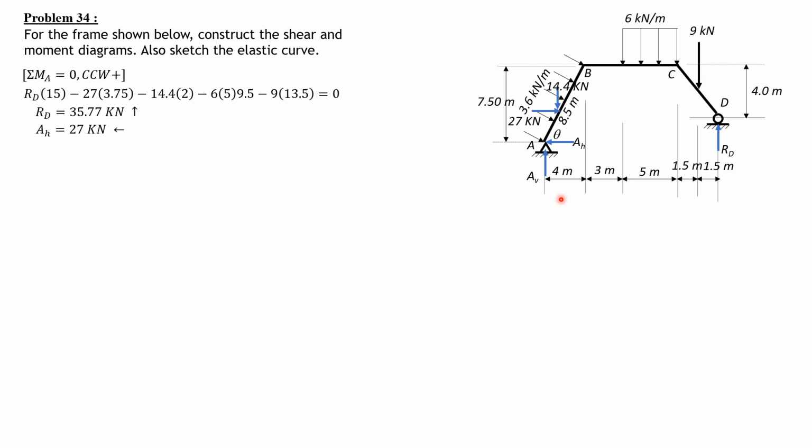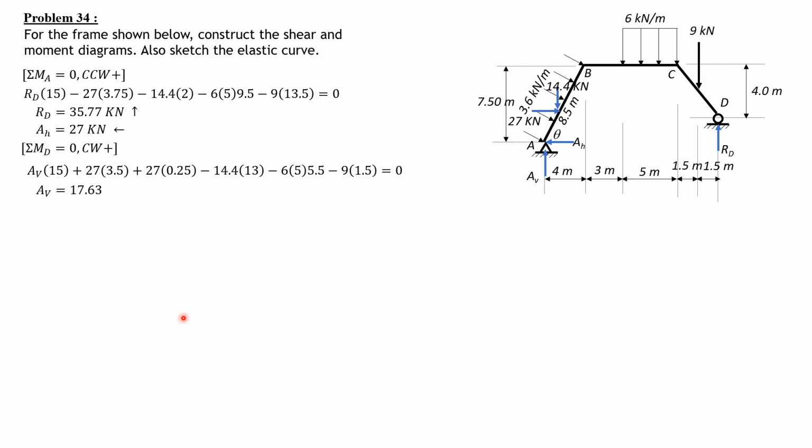Then let's have summation of moment about D equals 0, clockwise positive. So we have AV times 15 plus 27 times 3.5. This AH here, 27 times 3.5, that's 3.5 plus 27 times 0.25, because 4 minus 3.75 is 0.25. Then minus 14.4 times 13, minus 6 times 5 times 5.5, then minus 9 times 1.5 equals 0. So A vertical is equal to 17.63 kilonewtons upward.